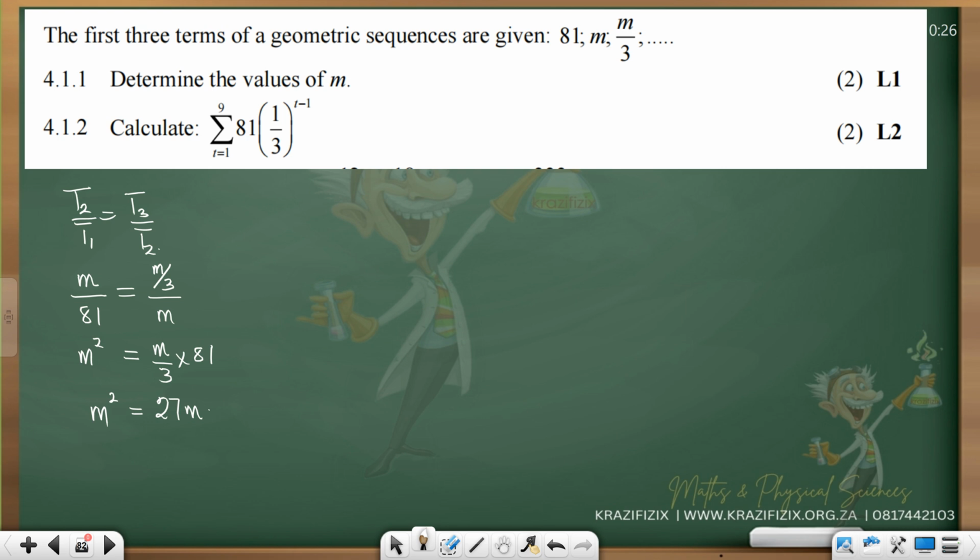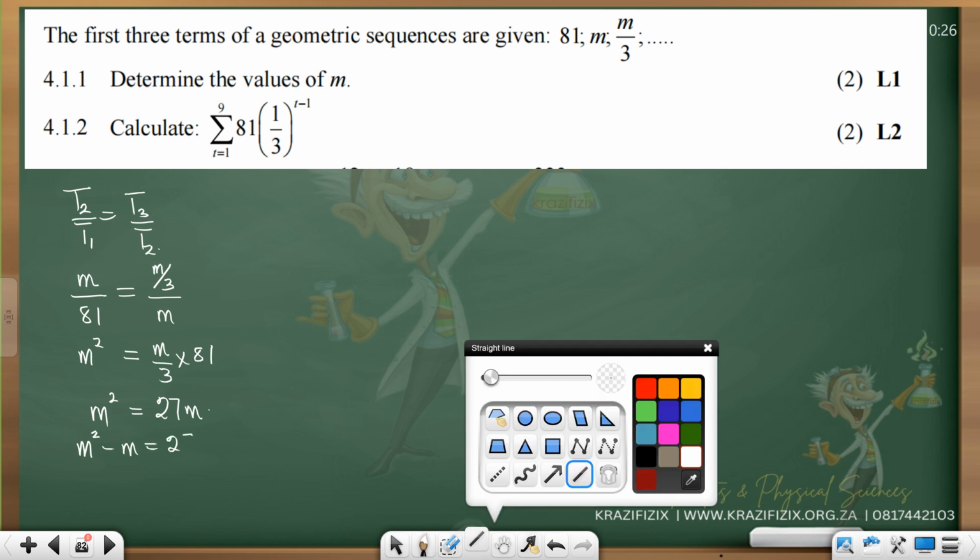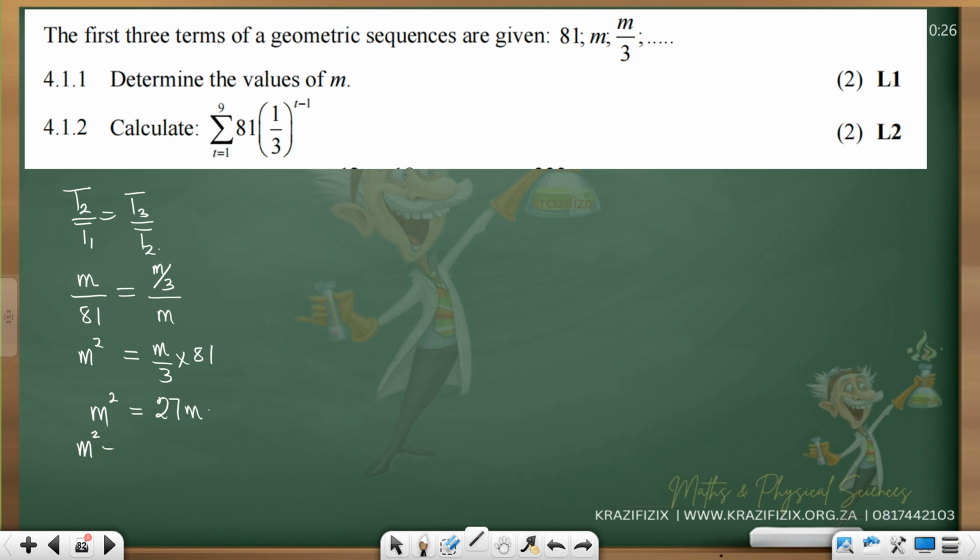Okay, m squared minus m. Oh no, sorry, it's division. What am I doing? m squared. Yes, I saw what I wanted to do. I didn't want to divide. Sorry, minus 27m. I didn't want to divide. I'll show you why. Here, I'm going to get two answers. All right?